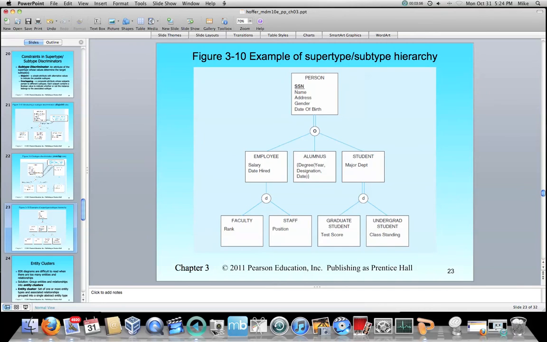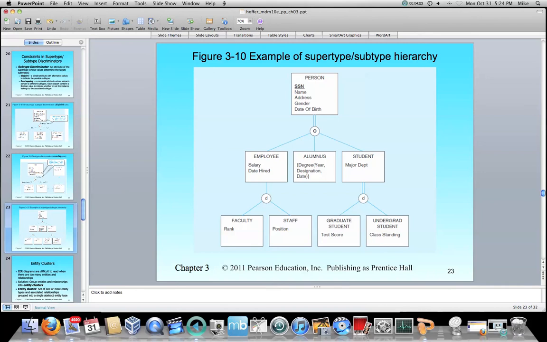One more level, so here's a hierarchy of that. Now we've got a person who can be an employee, an alumnus, and a student, right? Because now we're overlapping. A person can be an employee, an alumnus, and a student all at the same time, but a person has to be one of them. Note the double line between person and the overlap.